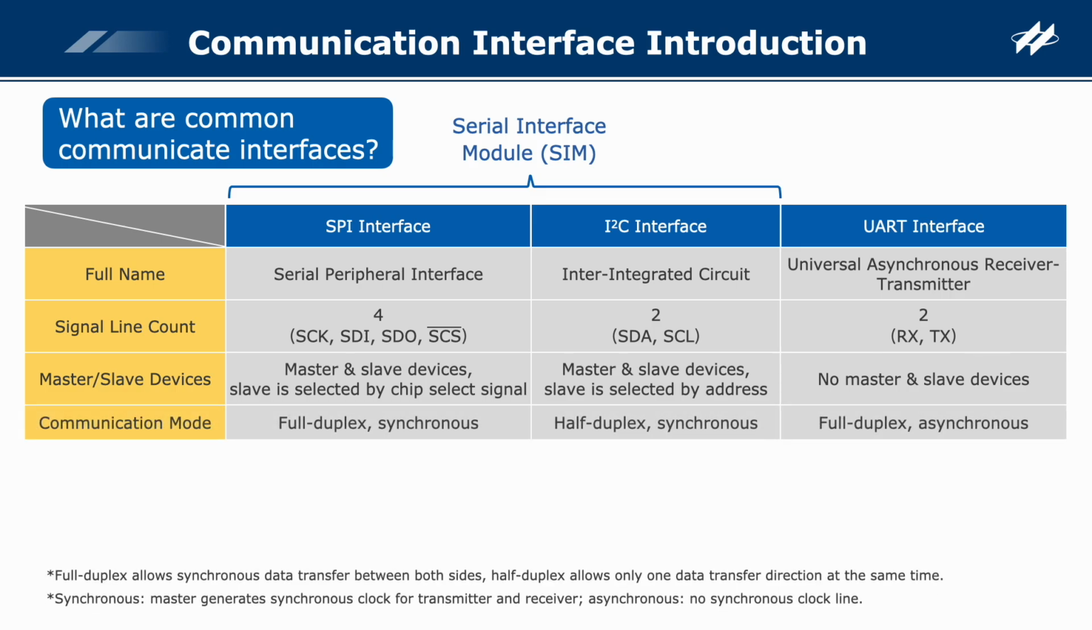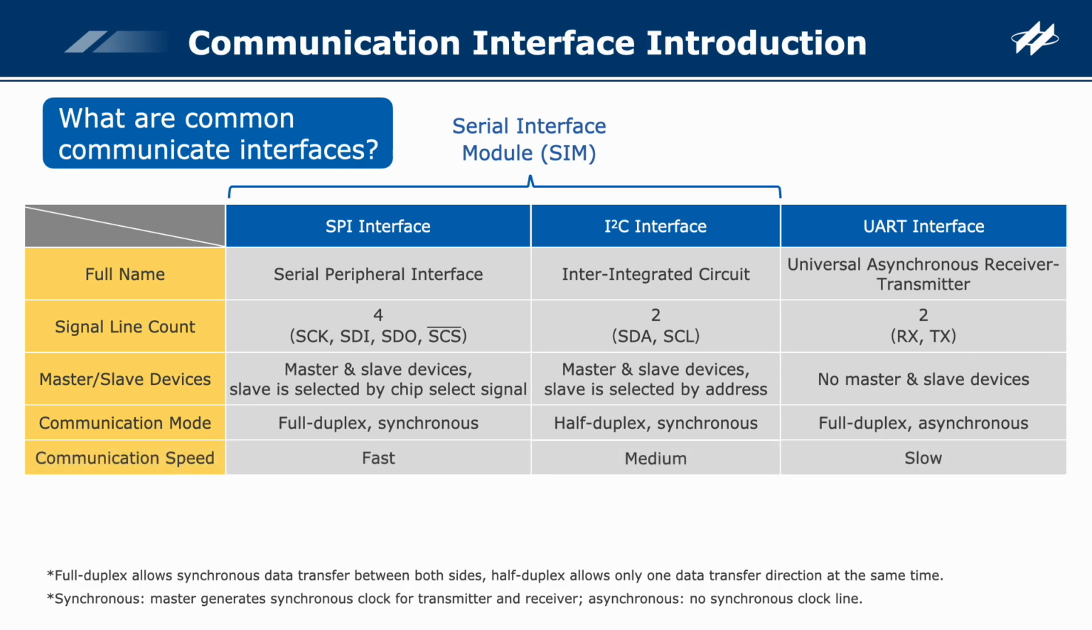The SPI is full duplex synchronous, the I2C is half duplex synchronous, and the UART is full duplex asynchronous. The full duplex communication allows synchronous data transfer between both sides, while the half duplex communication only allows one data transfer direction at the same time. For the synchronous communication, the master generates synchronous clock for the transmitter and receiver, while the asynchronous communication has no synchronous clock line.